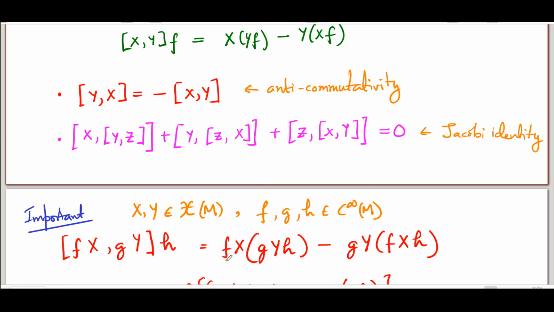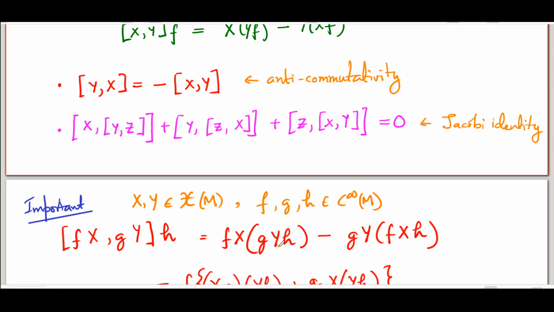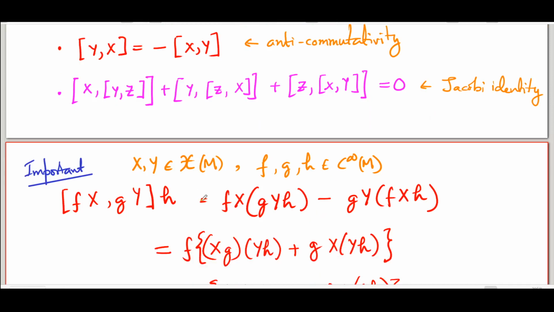Now, here you have fX acting on a product of two functions. That is where the derivative property of vector fields comes in. So when you look at this first term, it gives you essentially two terms. f is outside as a common factor, but when X goes and acts on g, it leaves Yh intact, and you get one more term where g is left intact, X goes and acts on Yh. So this is what you end up with.